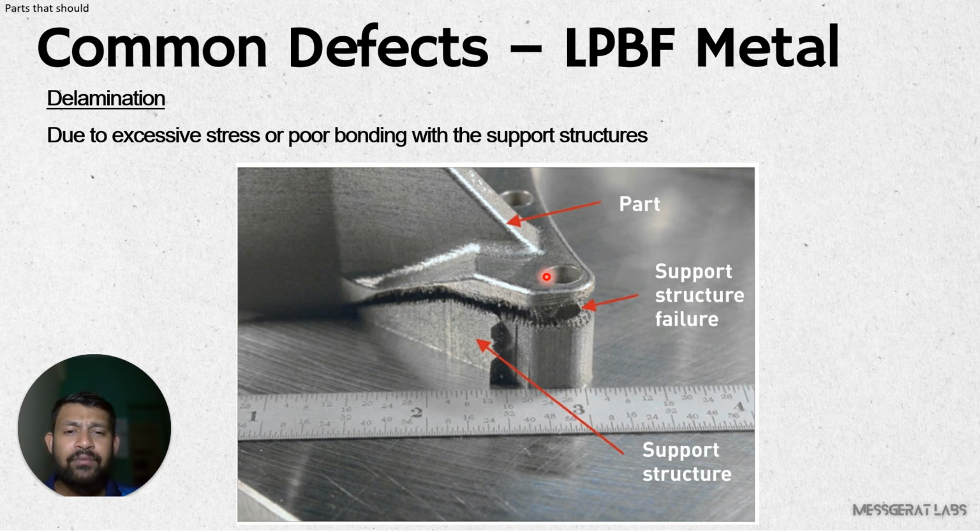So remember, most of the defects that we get in any of the 3D printing processes are because of high stresses generated due to thermal contraction, because we are using thermal energy to transform the part into your desired shape.